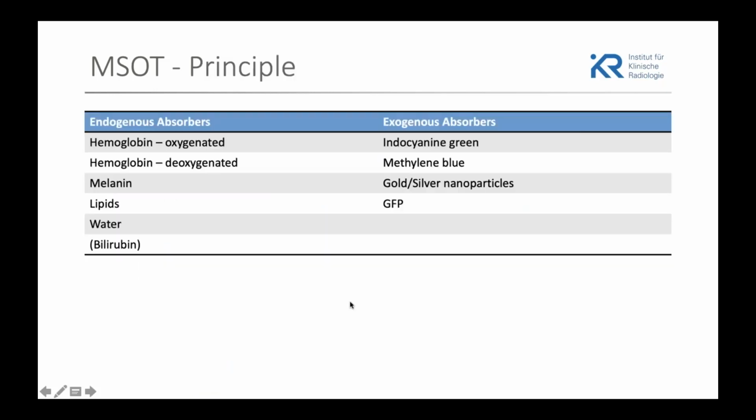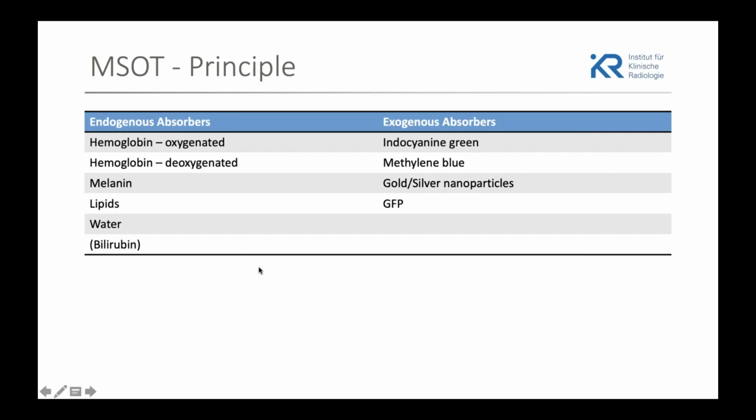If you think about all the absorbers you may use MSOT for, you have endogenous absorbers like hemoglobin, as I mentioned, and then you have others like melanin, lipids, and water, which all have different absorber properties you can use for optoacoustic imaging.